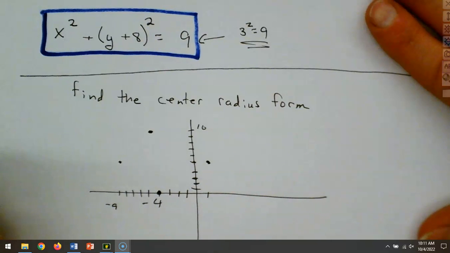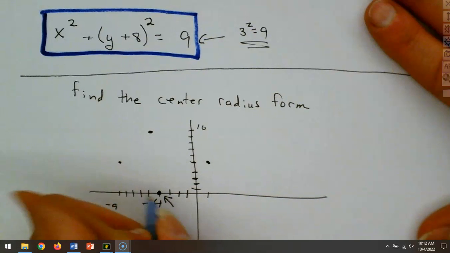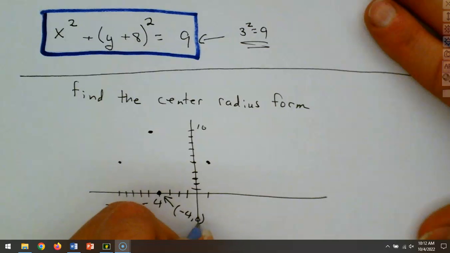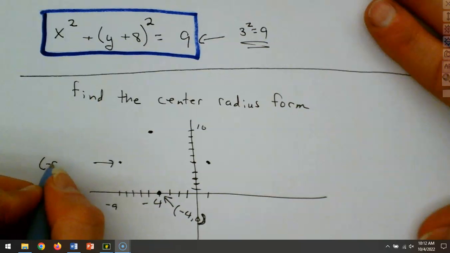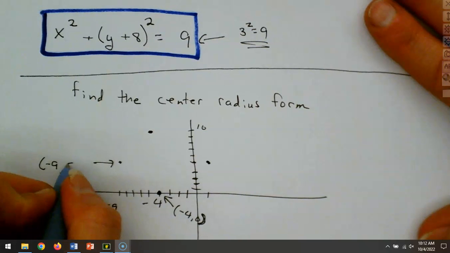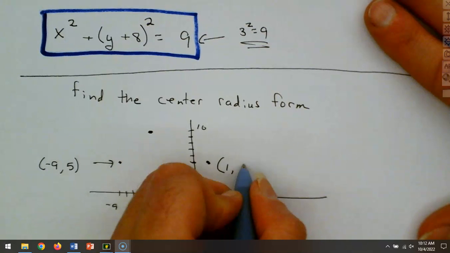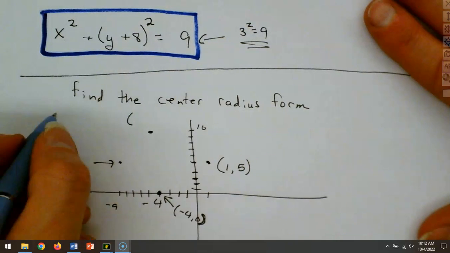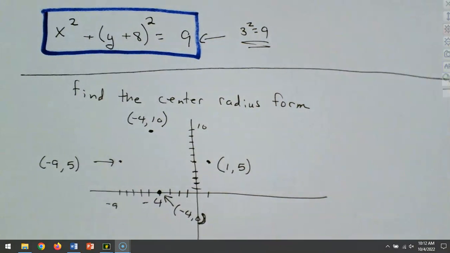So here's your ordered pairs. I'm going to label them just so we have them. So this ordered pair right here, that is going to be at minus 4, 0. So there's that one. We've got an ordered pair over here, and that one's going to be at minus 9, up 5 units. This one over here is at 1, 5. And this one up here is going to be at negative 4, 10. And this is going to make a circle.